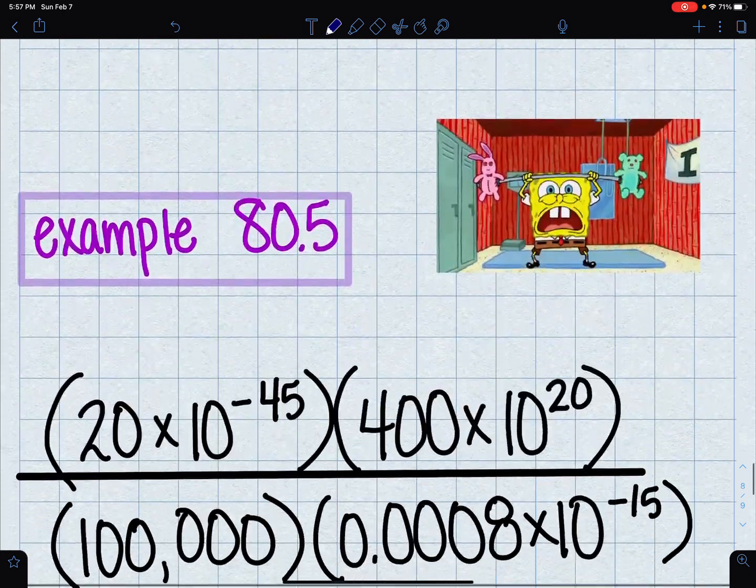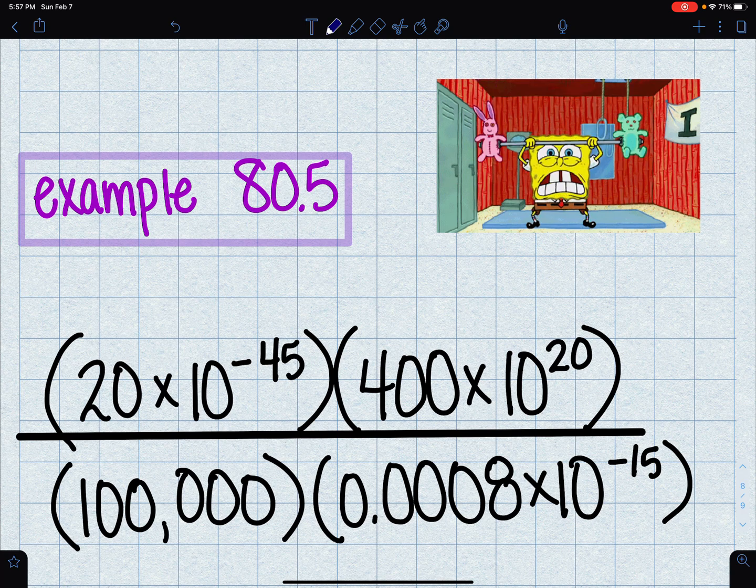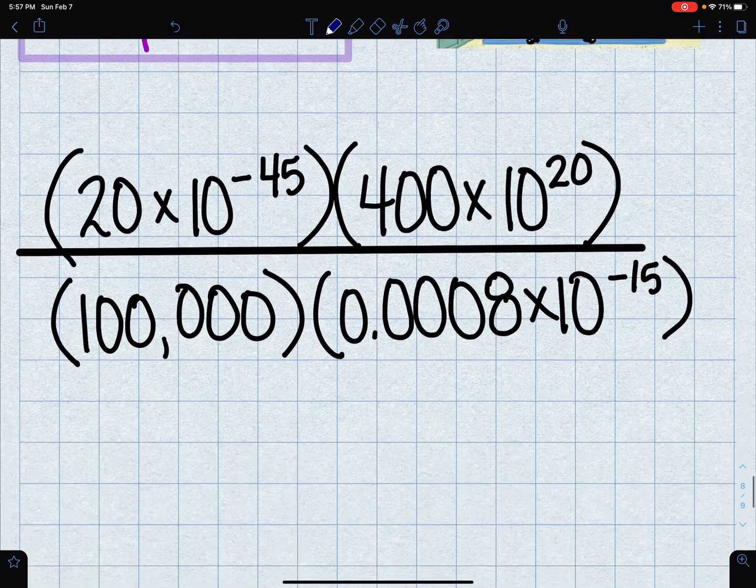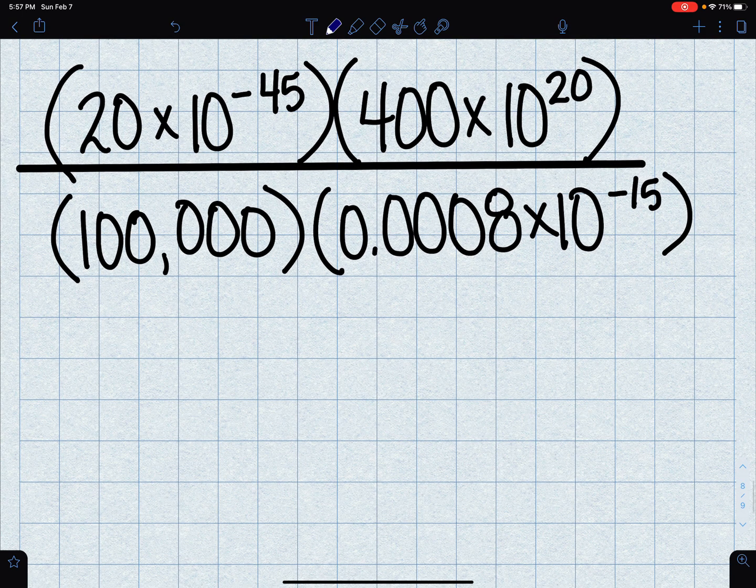One more example. Hang in there. You got this. One more example, and then you can go on and do it 30 times in your homework. Okay, no, but seriously, you got to know this stuff. All right, let's turn to the next page. Do example 80.5. This is the last one. We got this.